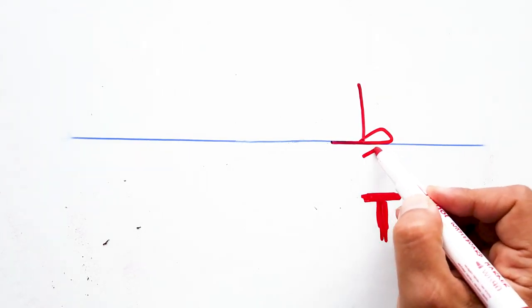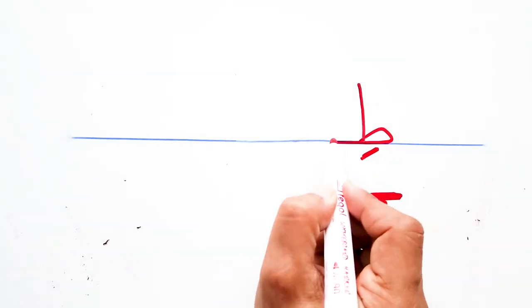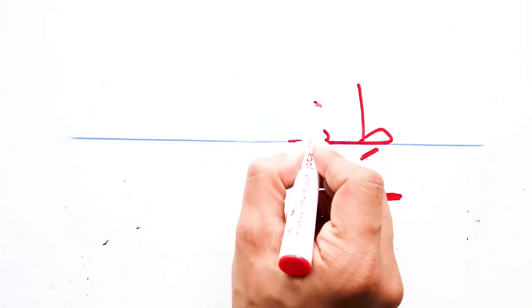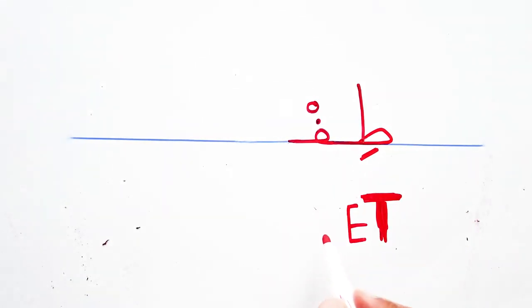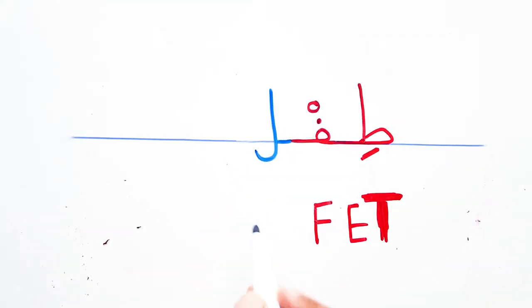طفل. I have here كسرة, so I must add E here. The sound of F here. And I will add sukoon because I will pause here. So I say طف. Let's add here F. This is the first syllable. طفل. The sound of L in the end of the word.